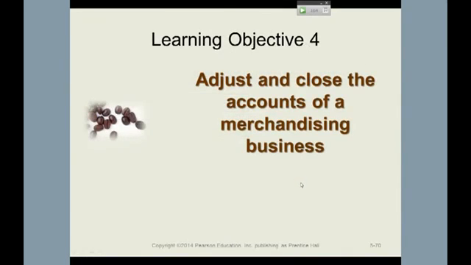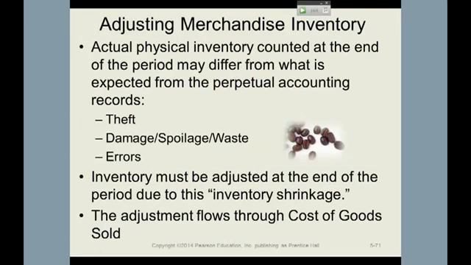We want to look at the closing entries and adjustments. The only adjustments you typically find in inventory is when there are errors. The actual or physical inventory that's counted at the end of the year does not necessarily equal the amount of inventory in the perpetual records. You count the inventory, there's a difference, and inventory has to be adjusted.